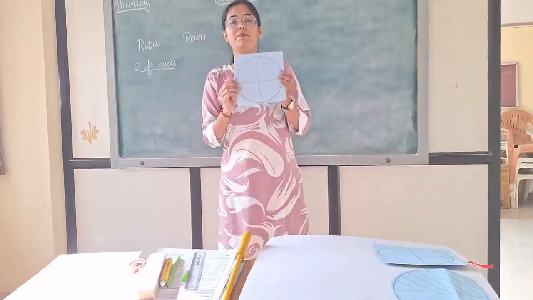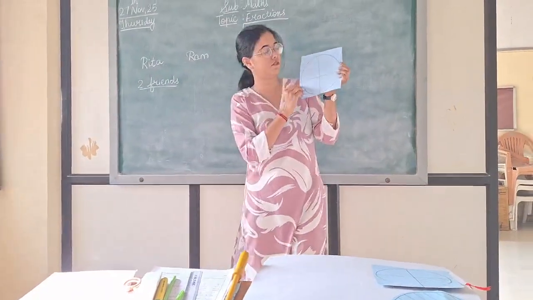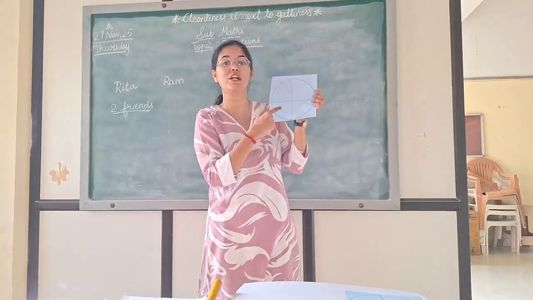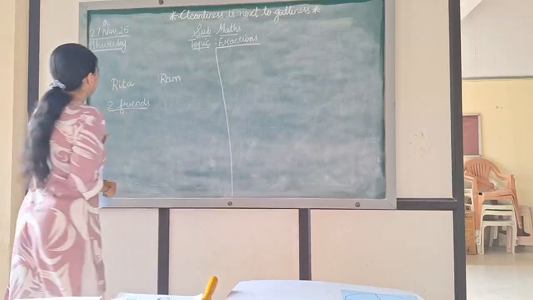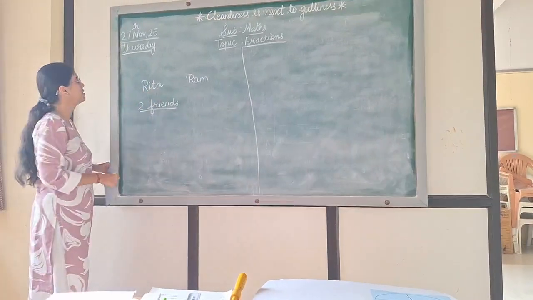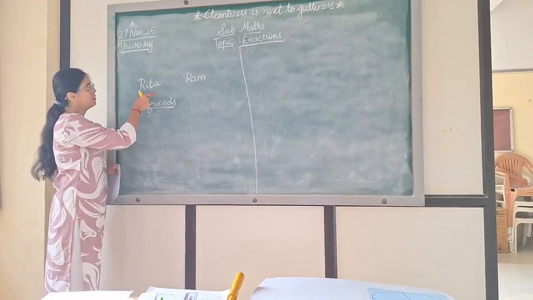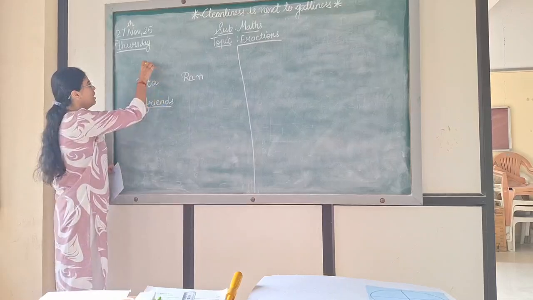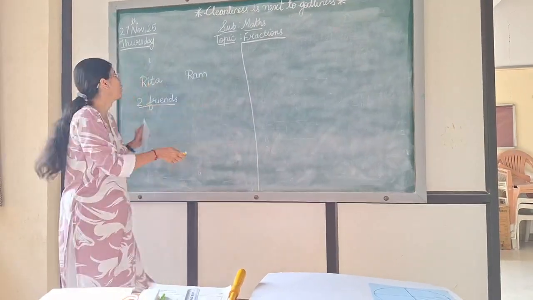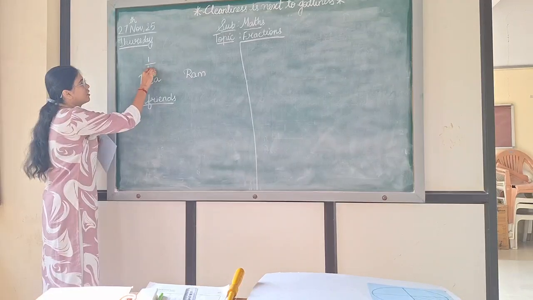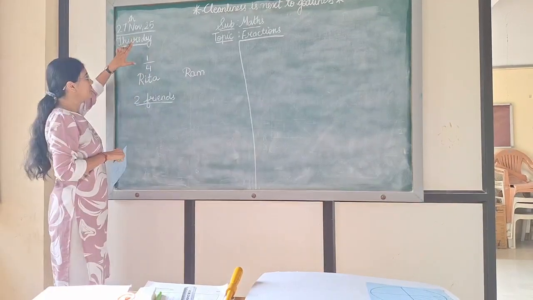Children, how many equal parts can you see over here? 4. See, 1, 2, 3 and 4. So now, Rita got how many parts? Only 1. And how many total parts were there in this? 4. So, we write the fraction in this form.